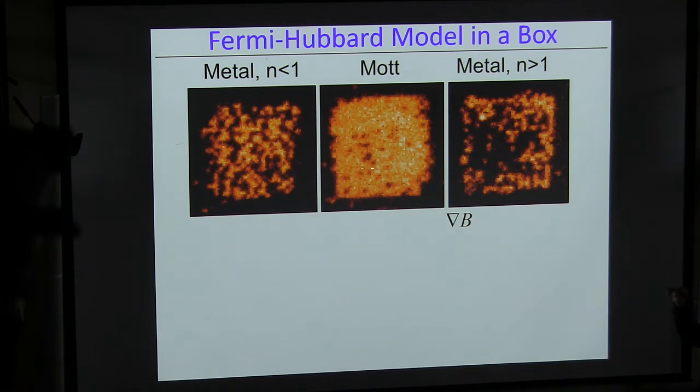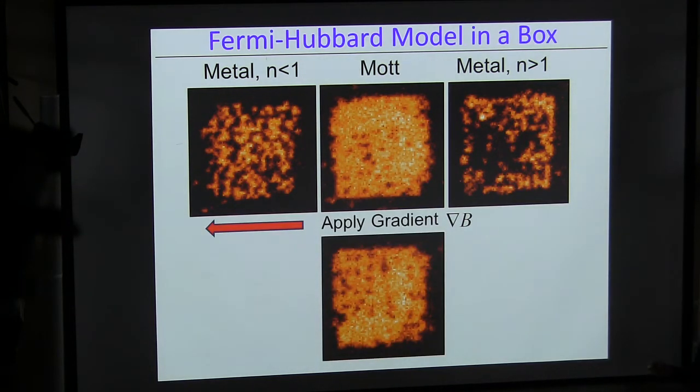Depends, of course, actually on the interaction strength, for the experts. In the metallic phase, it's riddled with holes, but it doesn't mean it's hot. It just means it's a metal now. And you can also get a metal with more than half filling. So those dark guys are the doublons that are running around.